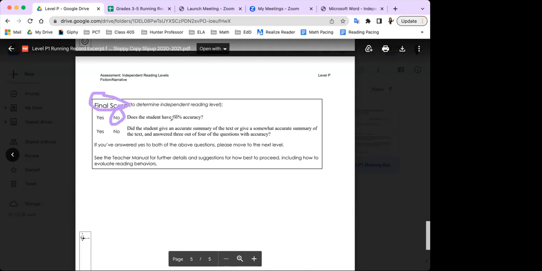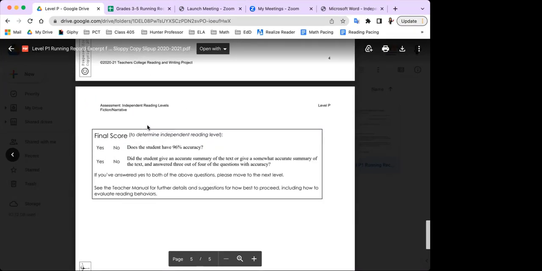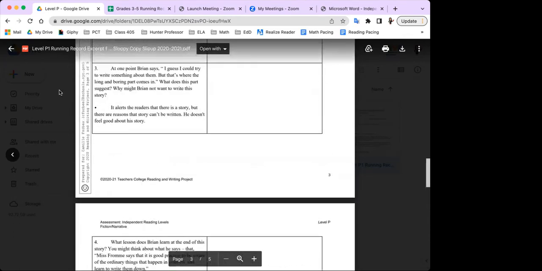Okay. Did the student give an accurate summary of the text? So did the student tell you a lot about what the text is about? Yes, maybe yes. And if that's the case, you also have to think about, did they answer 3 out of the 4 questions correctly? If they got 3 questions correct, they're ready for the next level. If they got 2 questions correct, then you would go to a different level.